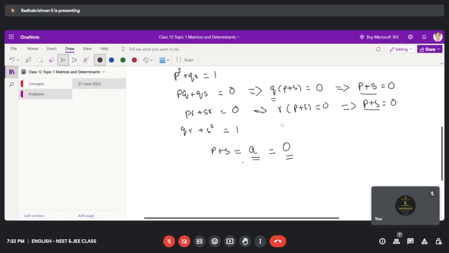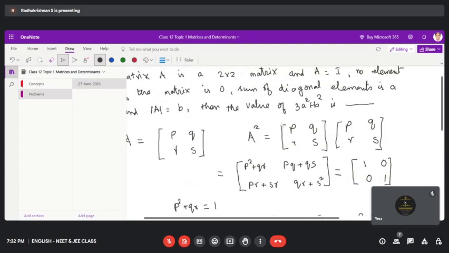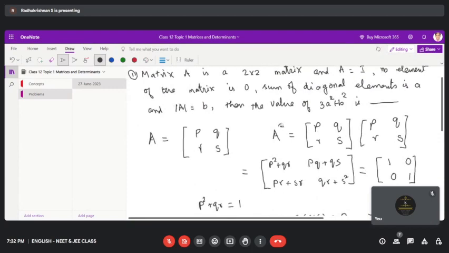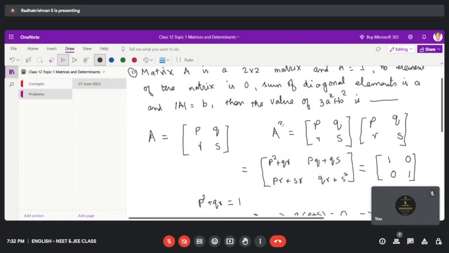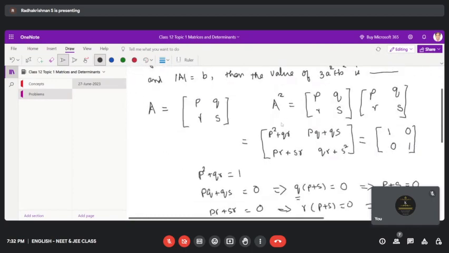Okay. So then what else is given? Determinant of A is B. So then what is the value of B? We have to find that out now. A square equal to I.